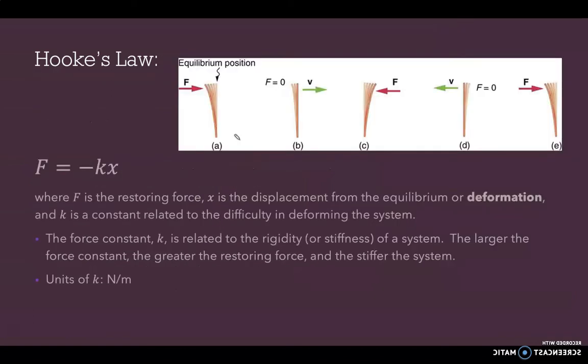All right. So a bit more on that. The force constant k here is related to the rigidity or stiffness of the system. So how hard is it to move? And the larger that force constant, if we increase this guy, the greater the restoring force, okay? Which means the stiffer the system, okay?